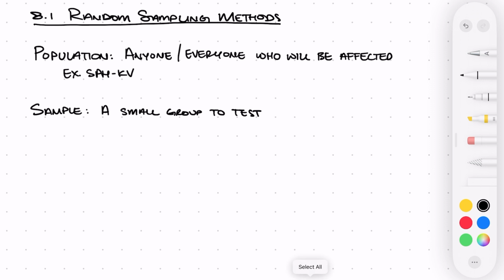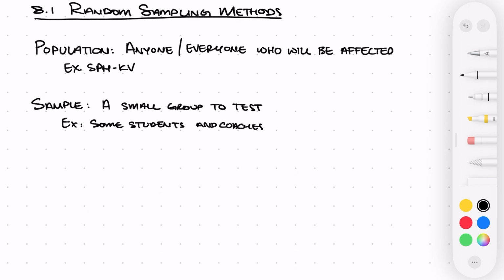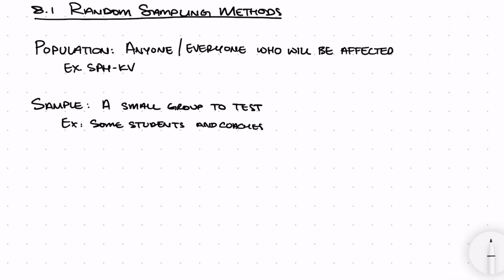And so, for example, we'll just say some students, and we need coaches, so we want to see who's interested. So we'll say and coaches. Now, most of the time, you'll see that SPH KV is actually a really small group. It's a small school, small enough for us to not have to have a sample. But if you want things a little bit faster, you don't always have to test every single person, right? You just choose your sample.